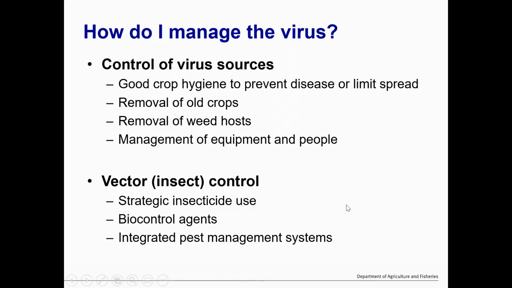So how do you manage virus? Controlling the virus sources is really important. So good crop hygiene to prevent the disease or to limit spread. Remove your old crops, remove weed hosts, and manage equipment and people. So how do you control the insect vectors that spread them? Strategic insecticide use is important, so knockdowns of adults on old crops is really useful to limit spread into new crops. Biological control agents are very helpful, and integrated pest management systems are really key.